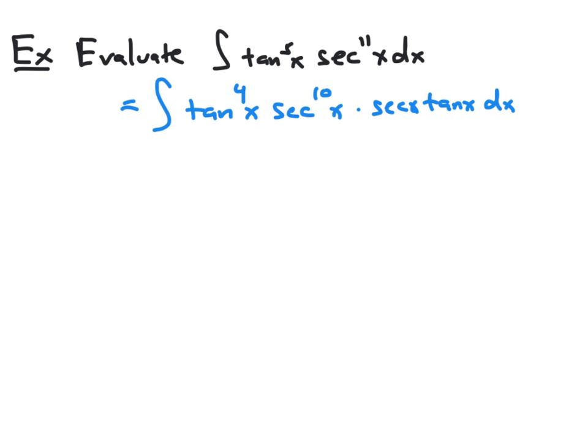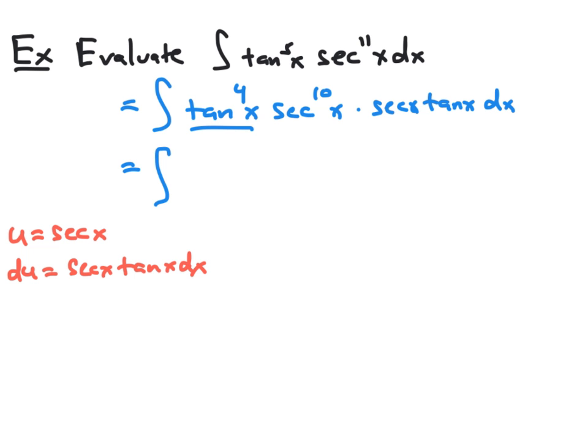And because secant tangent is the derivative of secant, we know that we ultimately want to do a substitution of u equals secant x, and du will be secant times tangent. And this means that we need to convert everything else in our integral to be in terms of secant. In particular, we need the tangent to the fourth to be written in terms of the secant function.